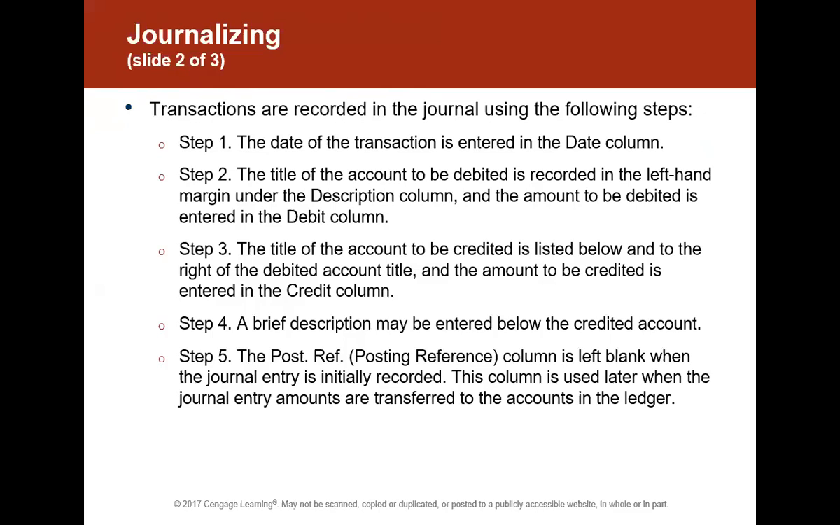Then we list the account that is debited. A debit can be an increase or decrease depending on the account. We list the debit account, and then we list the amount in the debit column. Then we list the credit account, and we put that amount in the credit column. Step 4, we will not do in this class. It won't have you do in Cengage, but normally we put a description of what happened, like bought supplies on account, but we won't have to do that. And step 5 we'll get to here in a little bit.